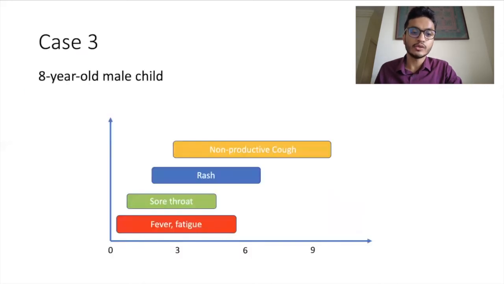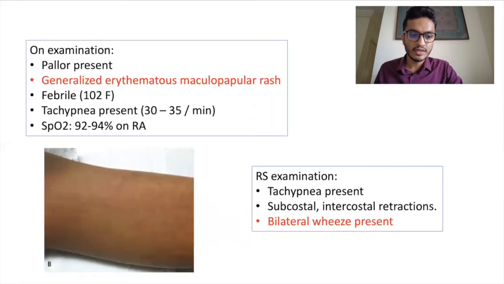Further, this is an 8-year-old male child. This child presents first with fever and fatigue, followed by sore throat, has some rash generalized over his body, and finally has a non-productive cough at the time of presentation. You see this very typical generalized erythematous maculopapular rash present. This child also has a fever, is tachypneic, saturation maintaining around 92 to 94% on room air.